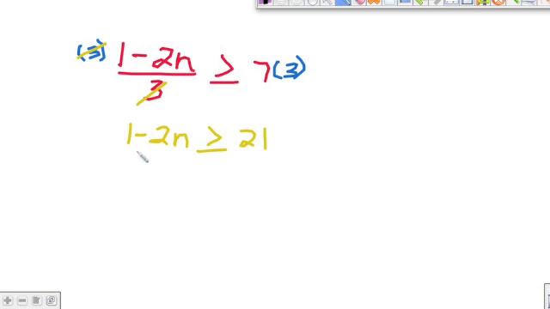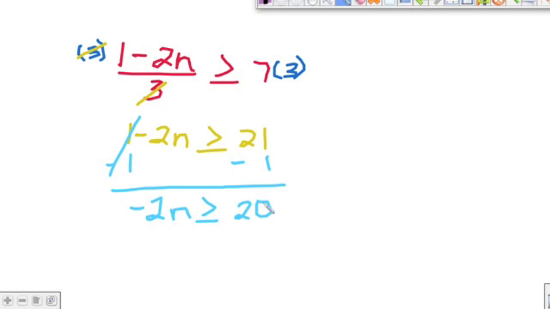Now to get that n by itself, I'm going to have to do the inverse of this positive 1. Now notice I'm looking at the sign in front, not the one behind it, the one in front. This is a positive 1, so the inverse is negative 1. So I'm going to subtract 1 from both sides. The n's cancel, dropping down a negative 2n. Bring the inequality sign straight down. All right. 21 minus 1 is going to give me 20.